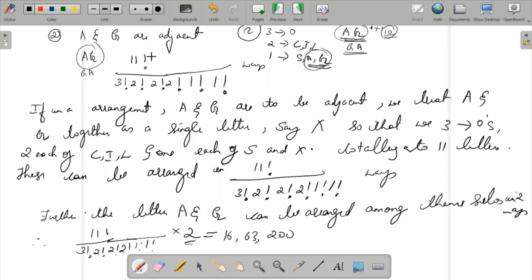This is one way when it is AG, for GA also this is the same, this plus this, or you can directly multiply by 2. When it is AG it is this, when it is GA also it is this. So either you can do this plus the same term, or you can just multiply by 2. So this is the required result for the second question.